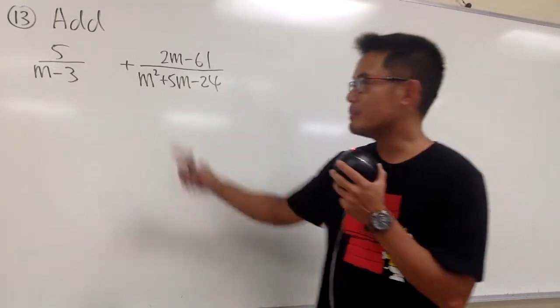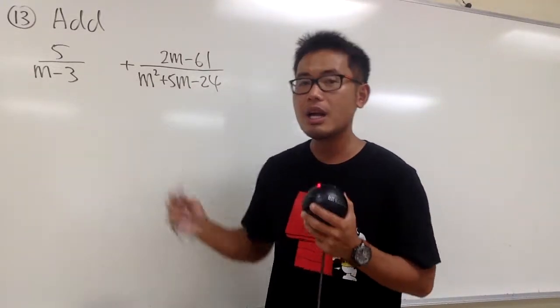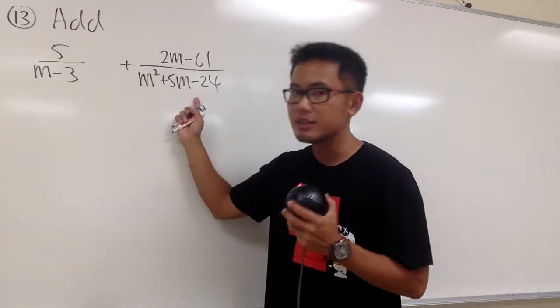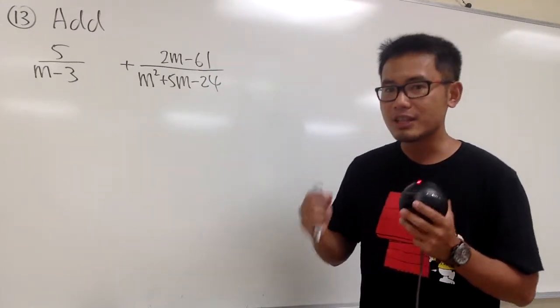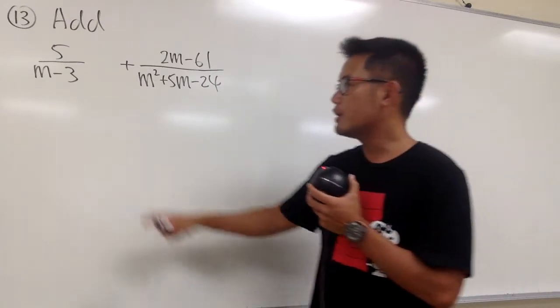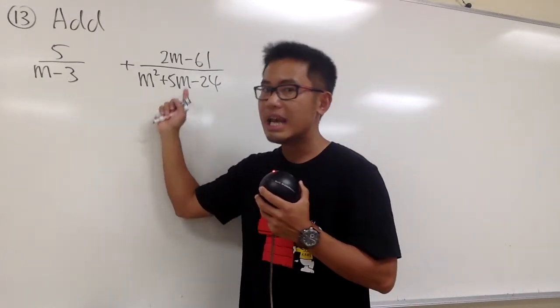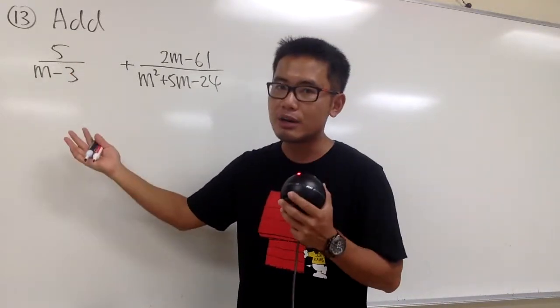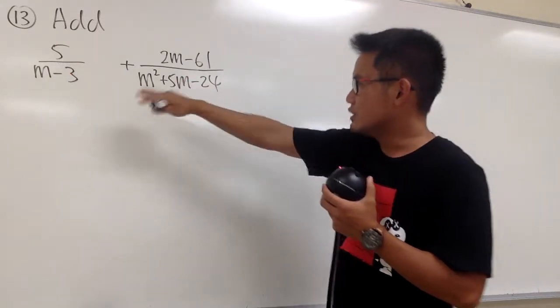Okay, for number 13, we'll be adding these two algebraic fractions together. But here we have a small issue because these two denominators are different, right? So this is what we have to do. First, we will focus on the denominators and factor them out. But you see, for this one, we cannot factor it out, so that's okay. Let's just leave it at that.